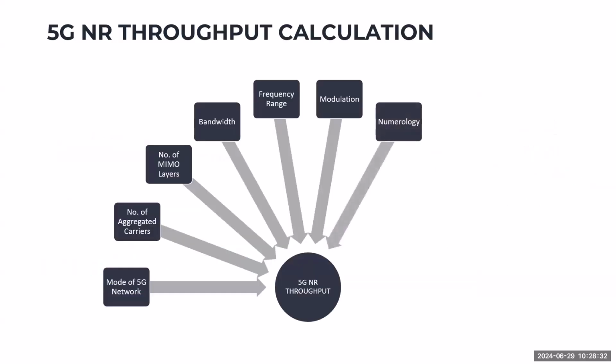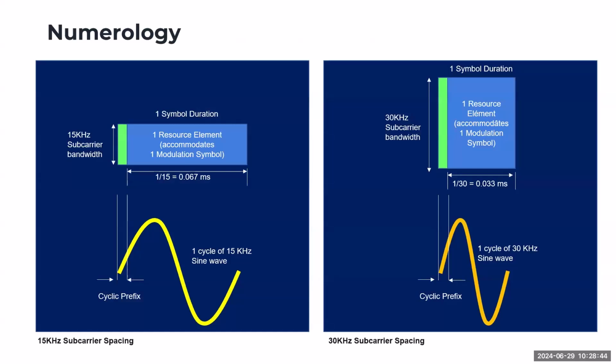And of course, we have the numerology. So what is numerology, sir? Numerology is the subcarrier spacing. So it's not a very deep concept in 5G. When you talk about numerology, it defines the frequency domain subcarrier spacing.